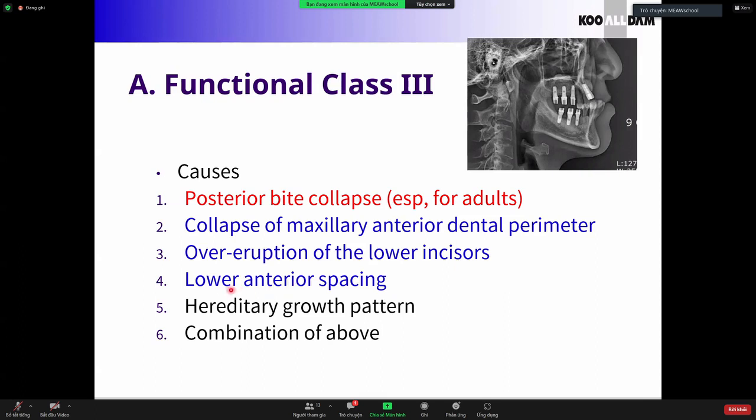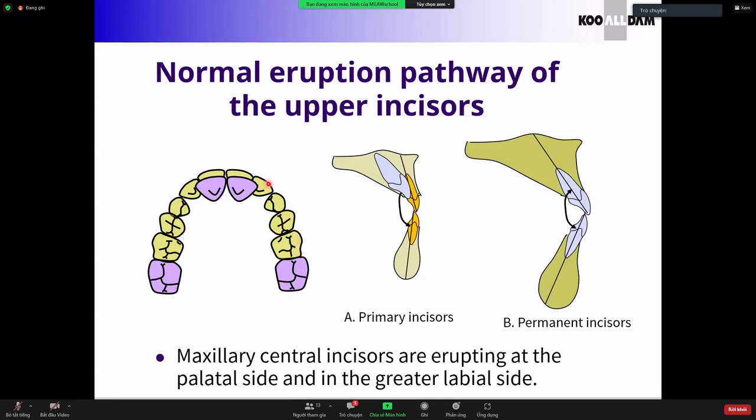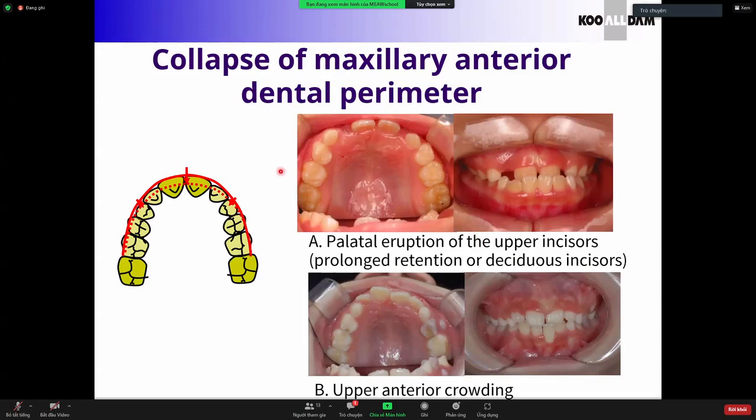lower incisors, and lower anterior spacing. This is the normal eruption pathway of the upper incisors. The maxillary central incisors are erupting on the palatal side and in the greater labial side. So finally, we can see a smaller inter-incisor angle. These are the main causes of collapse of the maxillary anterior dental perimeter.